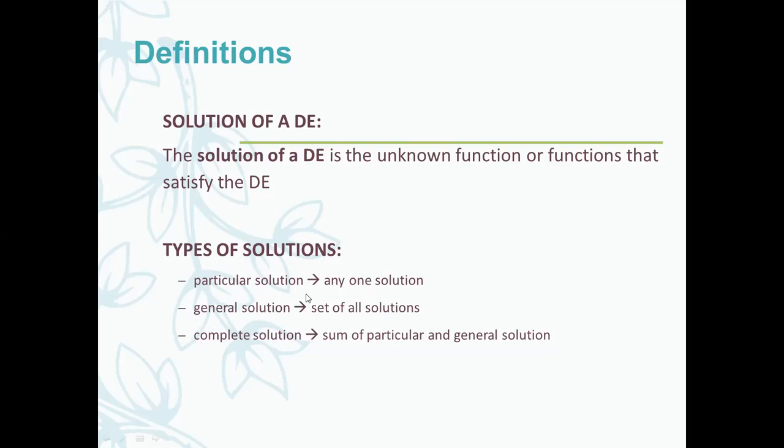The general solution is a set of solutions, and your complete solution is the sum of the particular and the general solution. Now, I said that the particular solution does not contain any constant, no C's. The general solution has at least one C. The complete solution has a number of C's equal to the order of the DE.